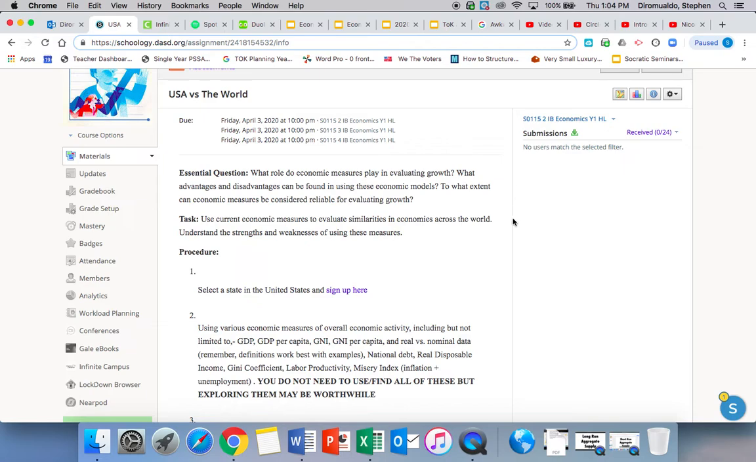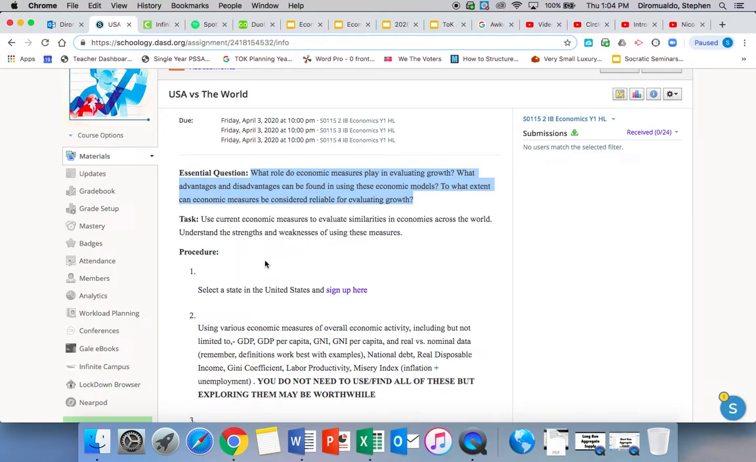The thing that you're submitting over here, all right, is a written 250 words or less evaluating these questions and the economic models that you're using, and what that basically says about your comparison. Okay. So look at the essential question. What role do economic measures play in evaluating growth? What advantages and disadvantages can be found in using these economic models? To what extent can economic measures be considered reliable for evaluating growth?